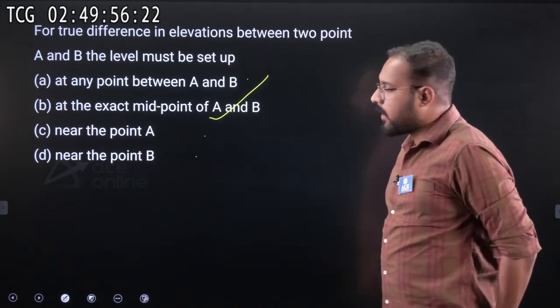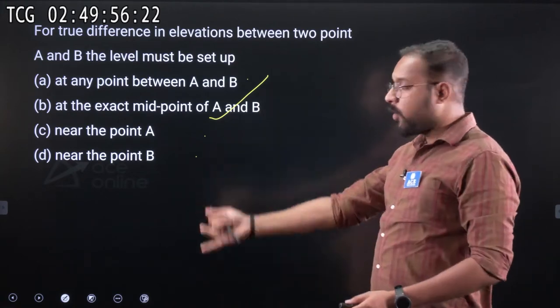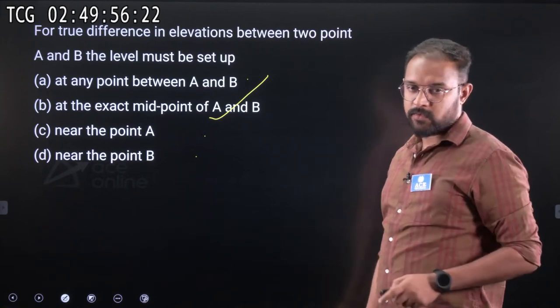What is the correct answer here? The correct answer is option B. So collimation error is eliminated, error due to refraction is eliminated, and curvature is also eliminated by balancing of side.